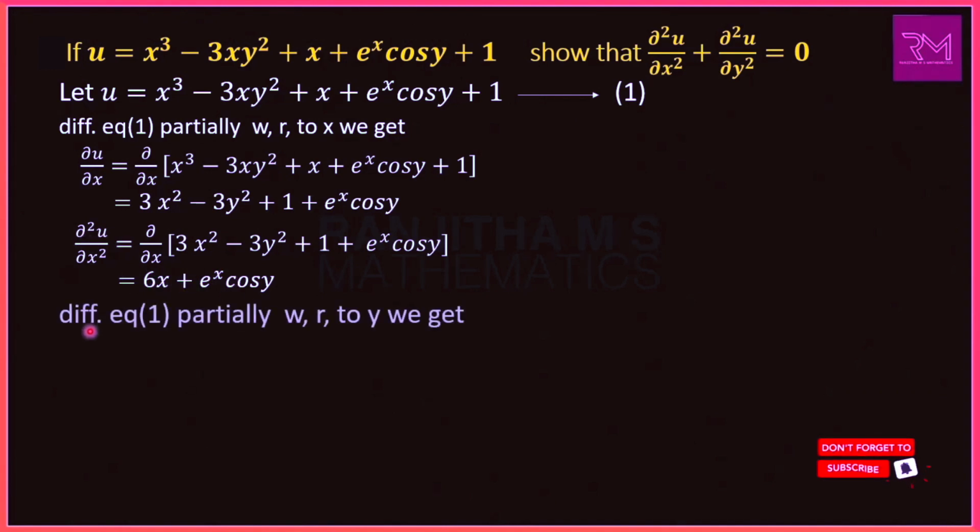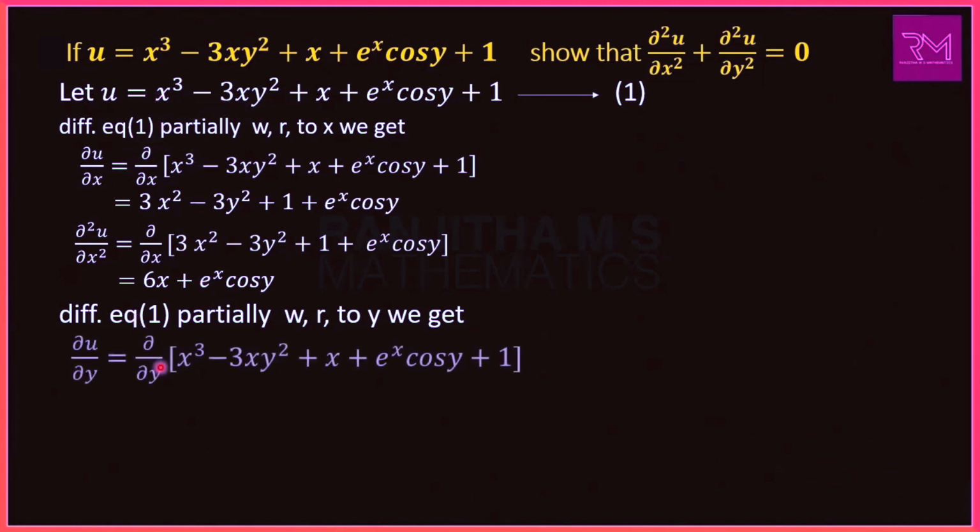Similarly we have to find del u by del y and del square u by del y square. For that, differentiate equation 1 partially with respect to y. We get del u by del y as del by del y of the function u. Hence we differentiate partially with respect to y, which means we consider x as constant.